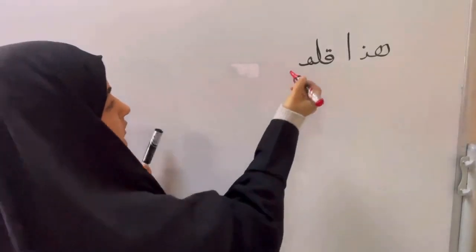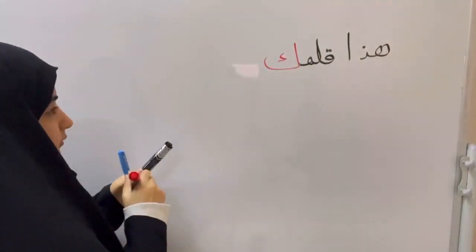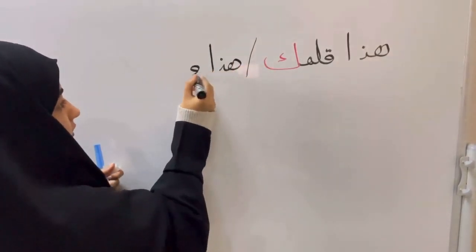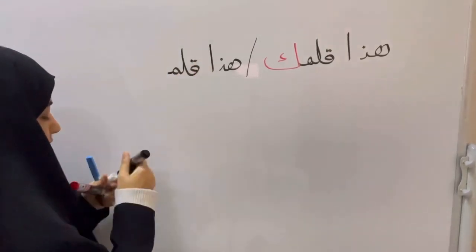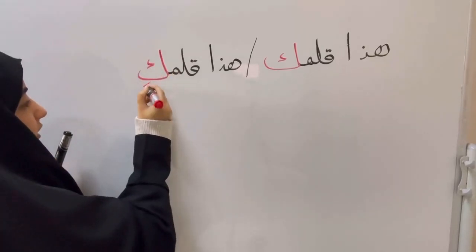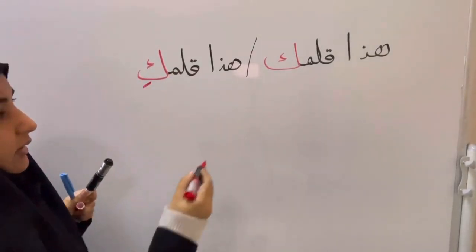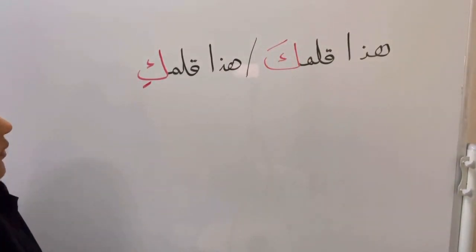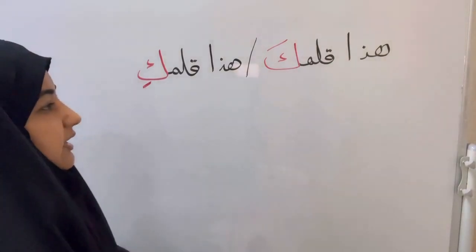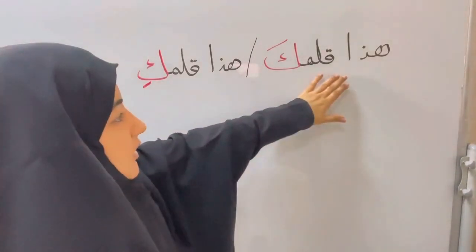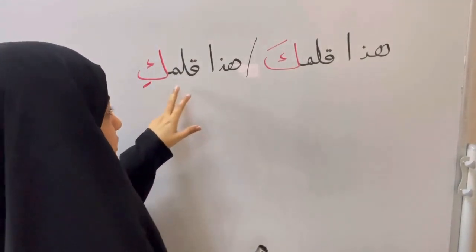قلمك. هذا قلمك. So this is for second person singular, the كي sound with a kasra. قلمك. Here I said هذا قلمك, but when I stop, I just say هذا قلمك.